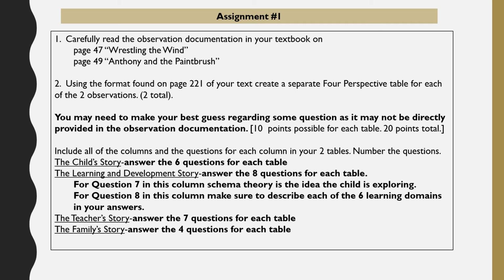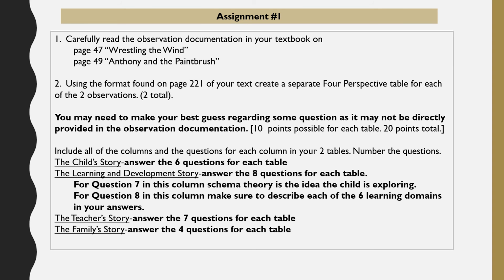You may not find all of the answers to the questions in the table within that documentation, but you can use what's there to make your best guess regarding some questions, as it may not be directly provided in the observation documentation. So just make your best guess. There are 10 points possible for each table, for a total of 20 points. Include all of the columns and the questions for each column in your 2 tables.